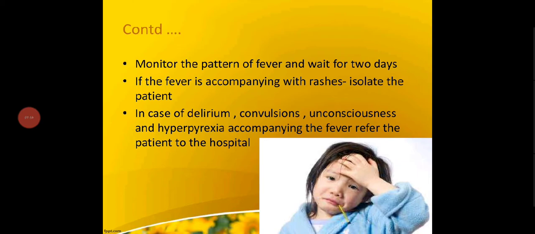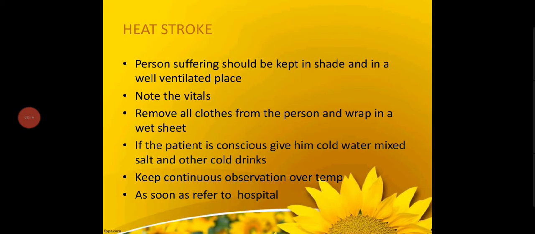So that's another disease. In case of delirium, convulsion, unconsciousness and hyperpyrexia accompanying the fever, refer the patient to the hospital. They should know about the delirium, convulsion, unconsciousness and hyperpyrexia, and if there is any, you can refer to the hospital. And heat stroke: the person suffering should be kept in the shade and in a well ventilated place. Heat stroke is also called sunstroke. Because of the dehydration, there will be a problem.